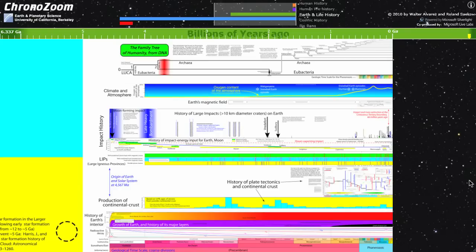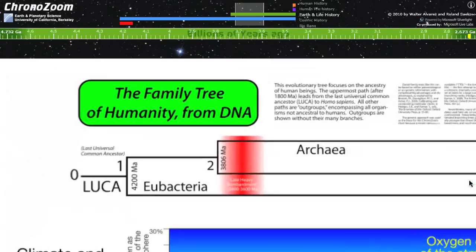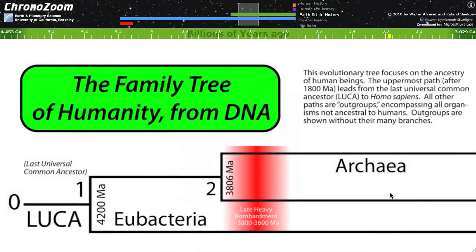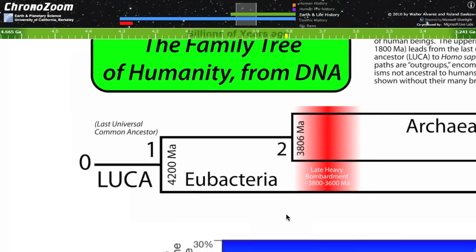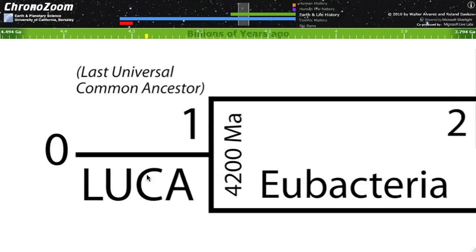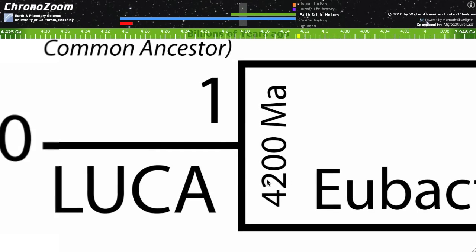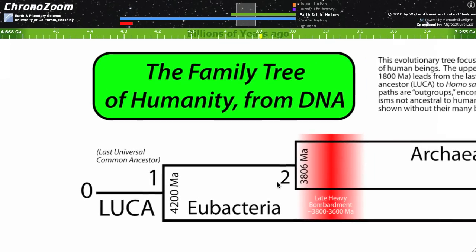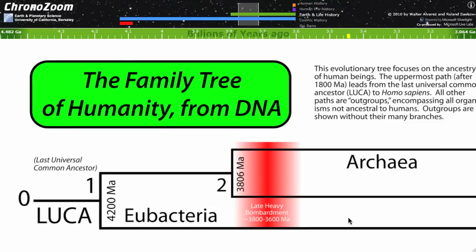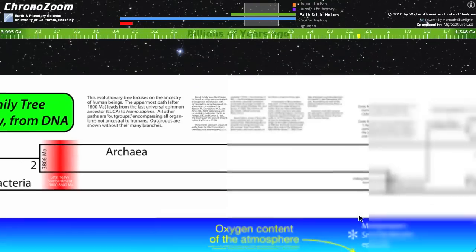Let's now turn briefly to the history of life. Because of its enormous complexity, let's just focus on the ancestry of human beings shown in the upper part of this diagram. And here is the beginning with LUCA. That's not an Italian guy, that's the last universal common ancestor. And branching into the single-celled archaea and the eubacteria.